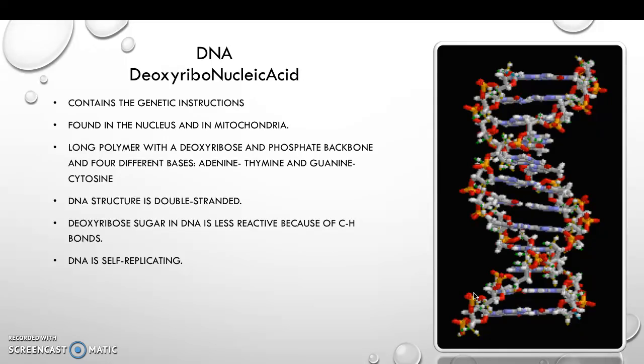It's a long polymer with deoxyribose and phosphate backbone and 4 different bases that I've mentioned previously: adenine, thymine, guanine, and cytosine. DNA structure is double-stranded. It has 2 nucleotide strands which consist of its phosphate group, 5-carbon sugar, and 4 nitrogen-containing nucleobases. DNA does not usually exist as a single molecule, but instead as a tightly associated pair of molecules. These long strands entwine like veins in the shape of a double helix.